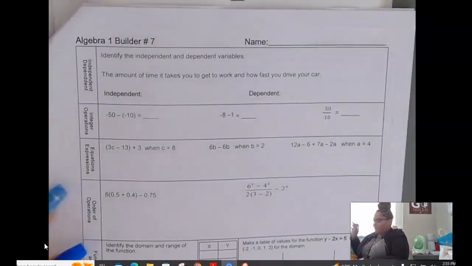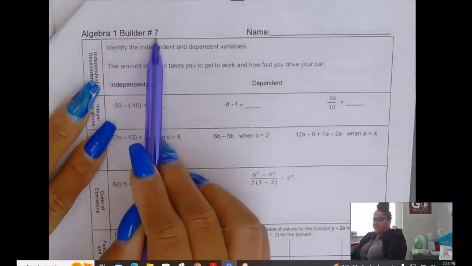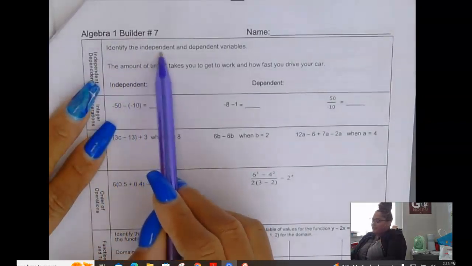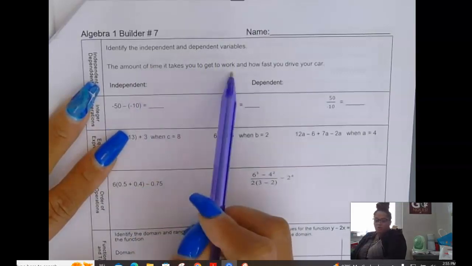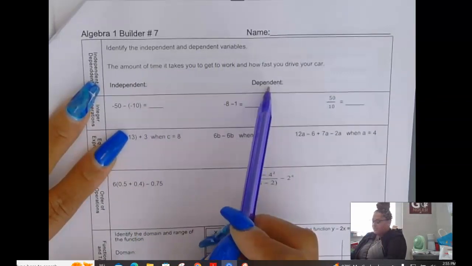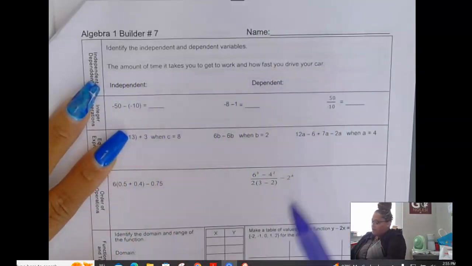So let's go. All right, so algebra 1 builder 7. It says identify the independent and dependent variables. So dependent is who depends on whom. This is the control, this is the dependent. The amount of time it takes you to get to work and how fast you drive your car.